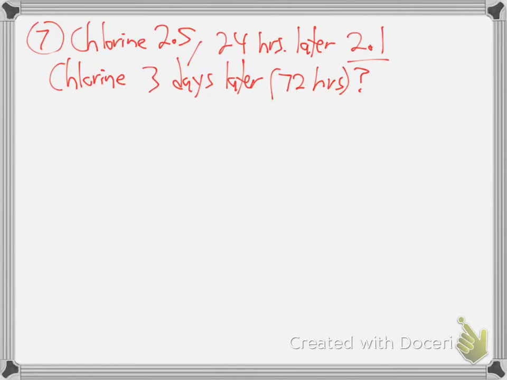So chlorine decays like any other chemical. So we're just saying the chlorine level starts off at 2.5. 24 hours later, it breaks down to 2.1. So what's the chlorine 3 days later? What's the chlorine 3 days later? 72 hours later.